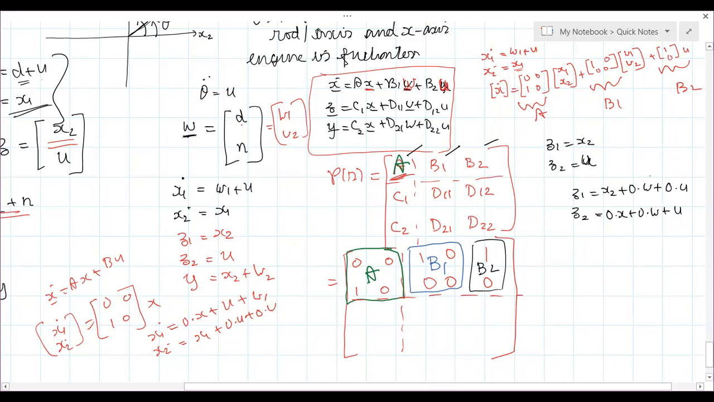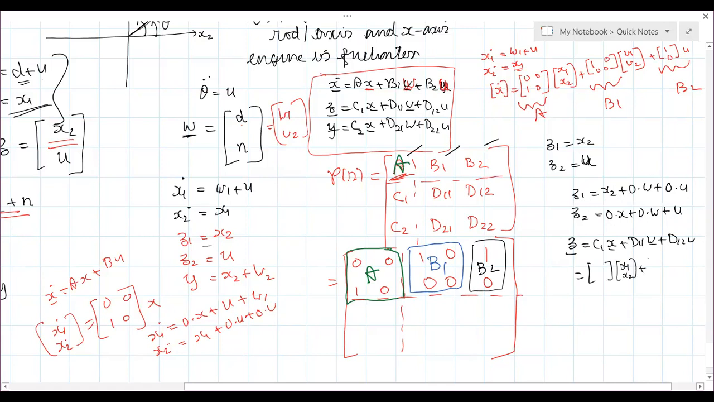Sir, Z1 should be... Yes, sir. Z1 is X2, right? Z1 is x2, right? So what should be my this thing? Z is equal to C1x plus D11W plus D12U. Okay, so it must be equal to something into x.